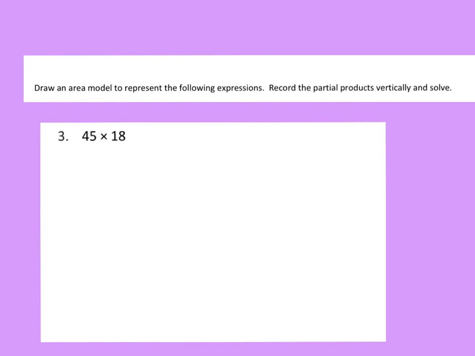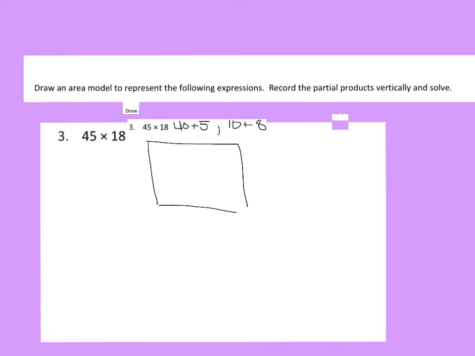This last problem is asking us to draw the area model ourselves, and then we're going to do partial products to solve. So if we have to draw the area model ourselves first, we should look at our numbers. We have 45 times 18. Those numbers are going to be broken down to 40 and 5 and 10 and 8. So when we draw our area model, we can draw a big box.